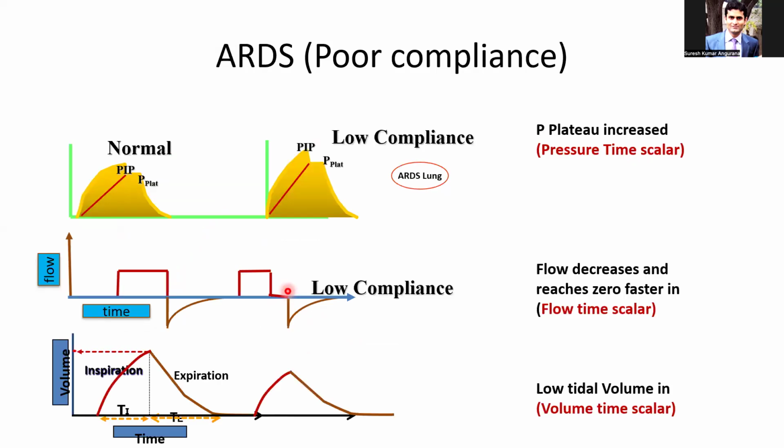So in a child with poor compliance or ARDS, how can we identify that? In the pressure time scalar, the plateau pressure will increase from the baseline. There may be less distance between the peak inspiratory pressure and the plateau pressure. So the overall size of the pressure time scalar increases. This suggests that there is low compliance. If the patient is on pressure support or pressure ventilation, then there will be a fall in the tidal volume if we are not changing the pressure.